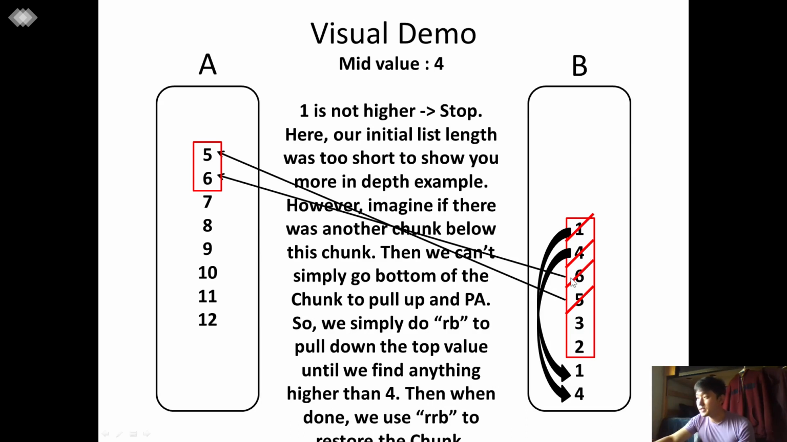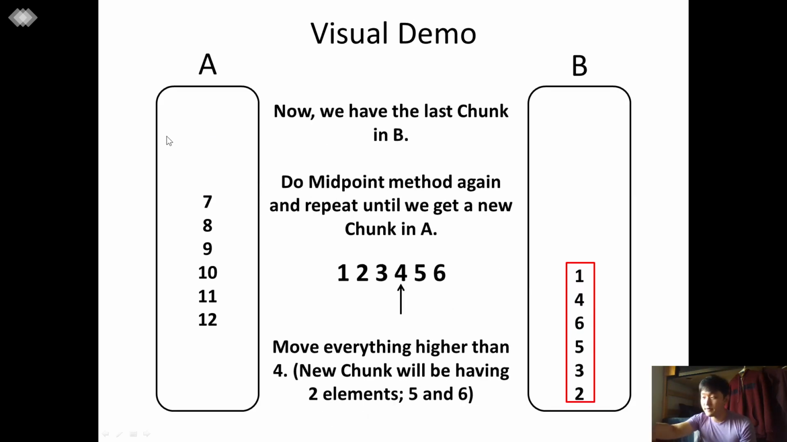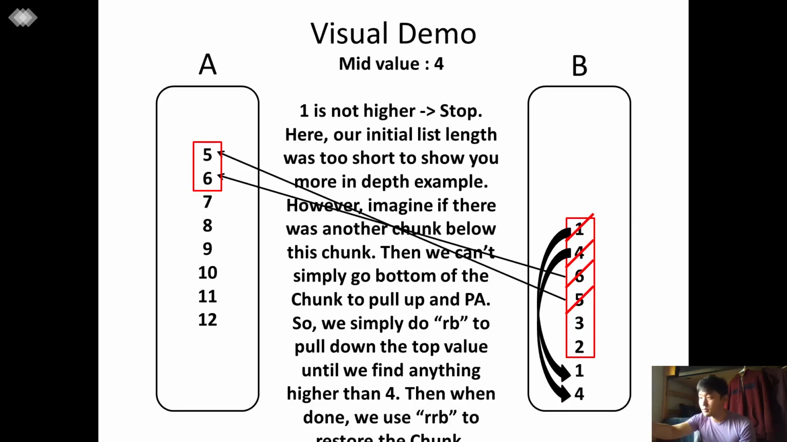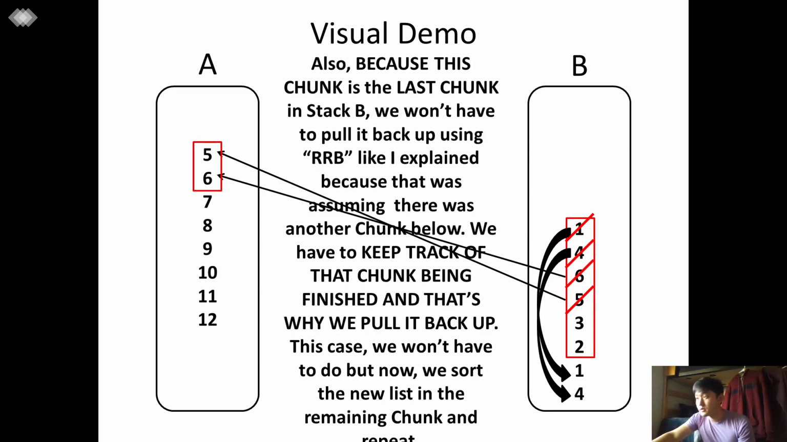So after we find 6 and 5 to send it to A stack, because 5 and 6 is higher than 4, which is the midpoint, we send it, and then in this case, because it's the last chunk, we won't have to. But if it were not, then we will have to use RRB to bring these up, and then in this case it's going to be 4 here, and then 1 above that, so it's 1 4 3 2. We do midpoint algorithm from there again, so that we don't touch the other chunks before we take care of it. So all these letters are explaining that.